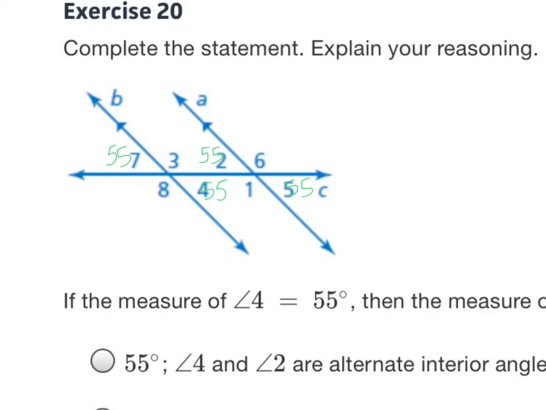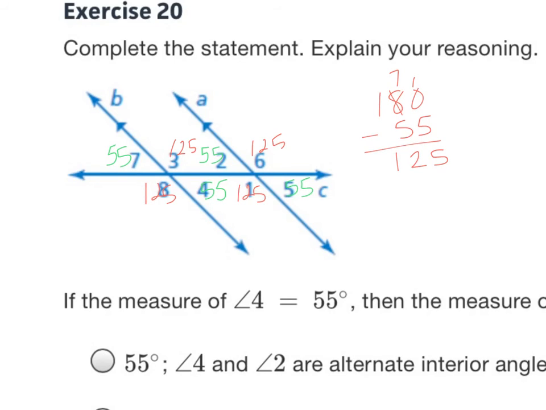Now to figure out the rest of them, we have to do 180 minus 55. So we're going to borrow here. That's going to be 7, and 10 take away 5 is 5, and 7 take away 5 is 2, and so I get 125. That means that 6 is 125. That means that 1 is 125. Vertical angles, the same position as 6 is 3, which is going to be 125, and vertical angles means that 8 is going to be 125.